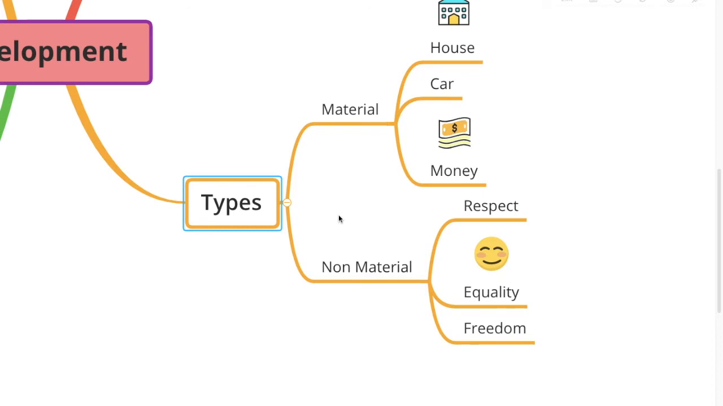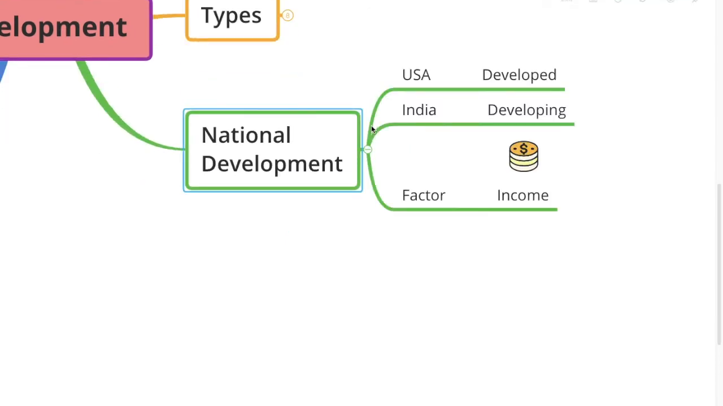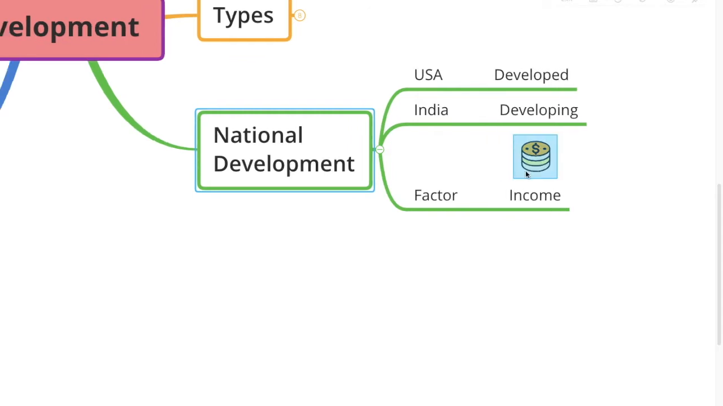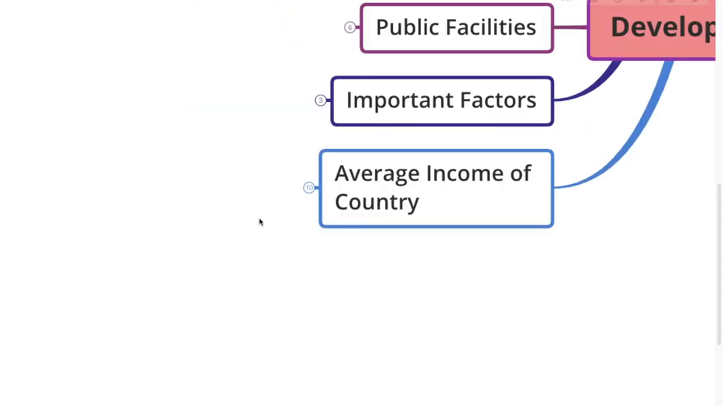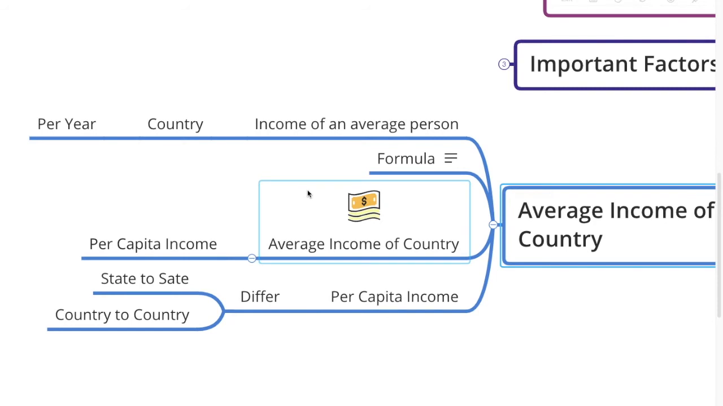Now that's about us. What about the nation? Let's look at national development. Now the USA is called a developed country, India is called a developing country. What factors do these developed and developing nations depend on? The factor is income. Let's look at this in depth. Average income of a country. So what is the average income of a country? The income of an average person of that particular country in that particular year.